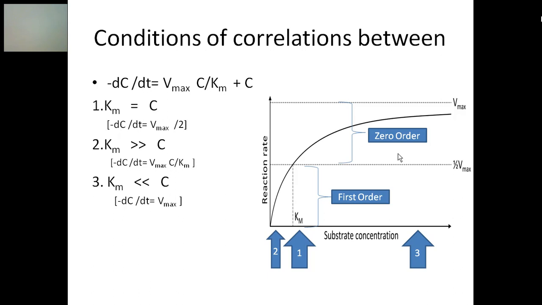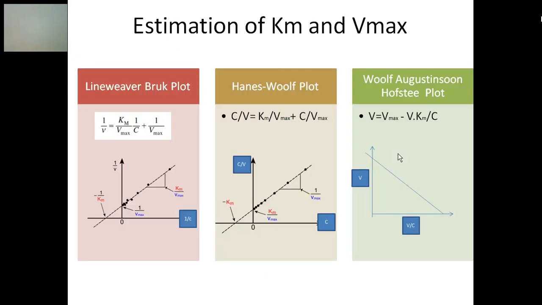Now, estimation of Km and Vmax. This is a very essential thing which you have to do. There are three different ways. Actually, it is mainly one way only. First one is the Lineweaver-Burk plot method. That is not a separate method. If we take the reciprocal of the Michaelis-Menten equation, we get an equation like this. So this is called the Lineweaver-Burk plot method.